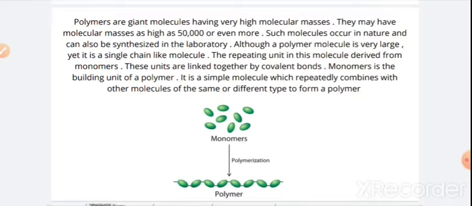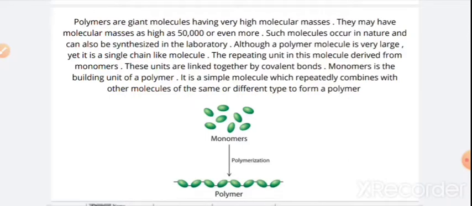Polymers are giant molecules having very high molecular masses. They may have molecular masses as high as 50,000 or even more. Such molecules occur in nature and can also be synthesized in a laboratory. Okay. Although a polymer molecule is very large, yet it is a single chain-like molecule.